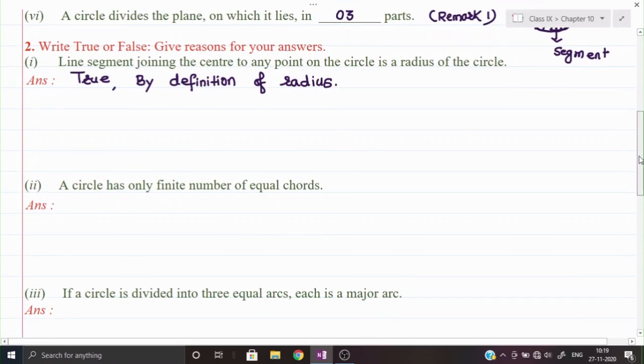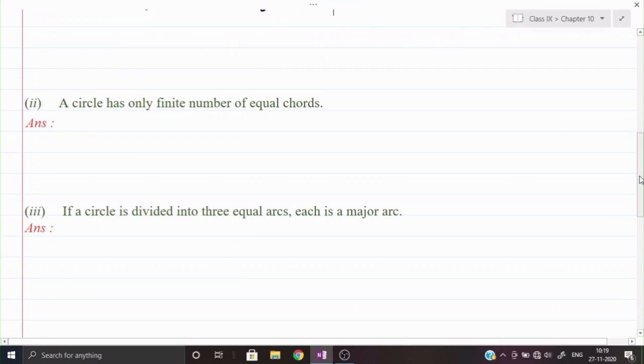Now, what is the second one given to us? A circle has only a finite number of equal chords. Observe, this is a circle we have been given. If I join any two points on the circle's circumference and form a chord over here, suppose I have taken one point A and a second point B. Now observe, I have taken points A and B out of how many points are available on the circumference of the circle. You see, there are an infinite number of points available.